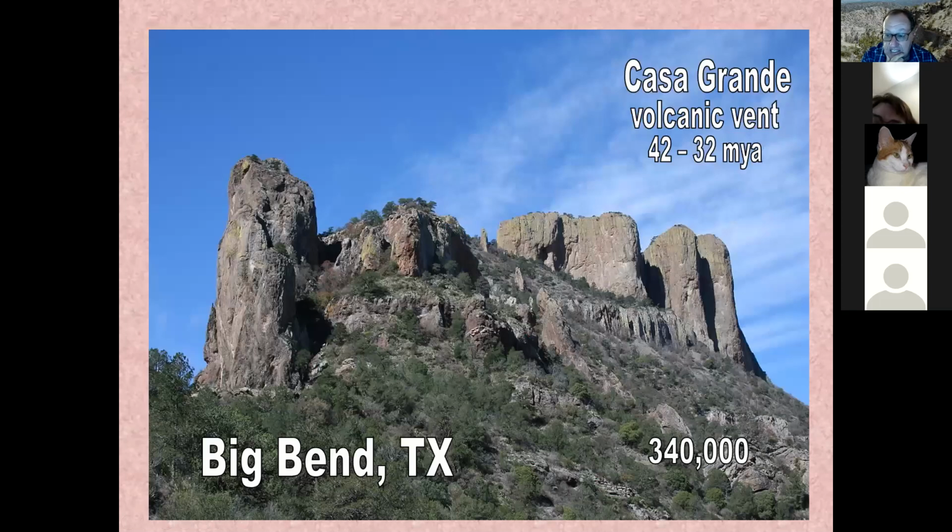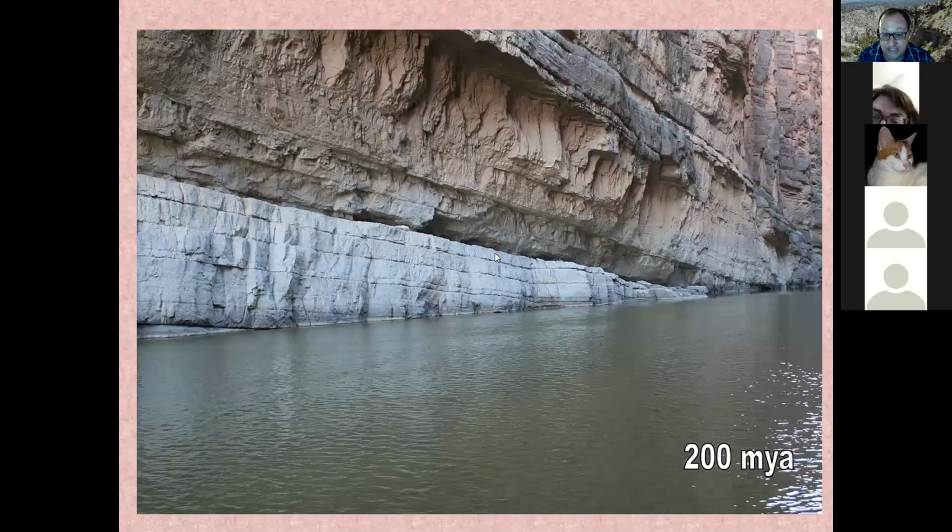Casa Grande, this is down in Big Bend, Texas. If you've never been to Big Bend National Park, there's a lot of geology in Big Bend. Casa Grande is an old volcanic vent. The cone's been eroded away, but this is actually the tube where the magma came out to form the lava. Okay, so 340,000 visitors to Big Bend, Texas.